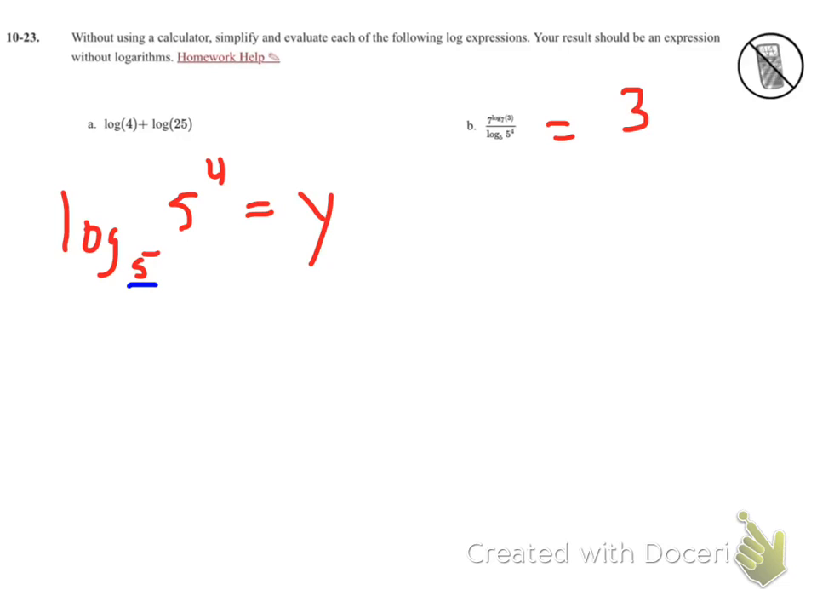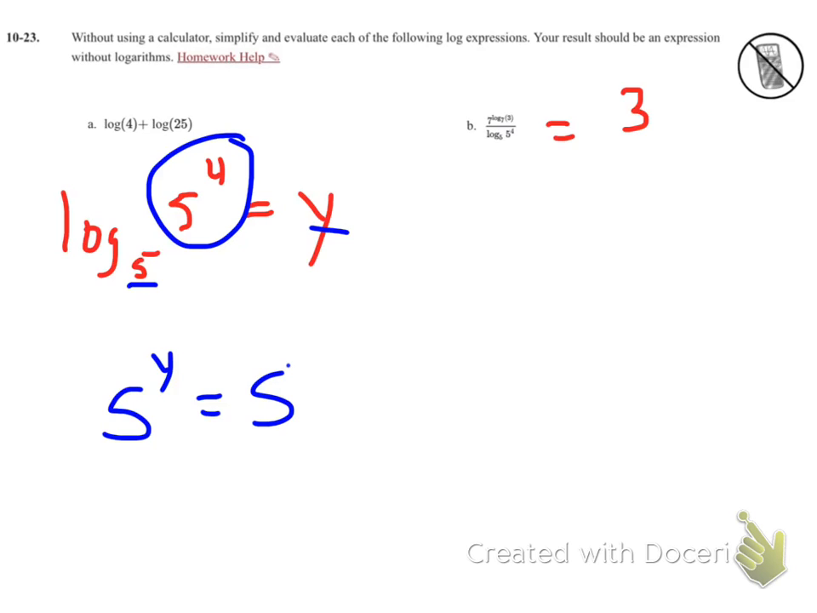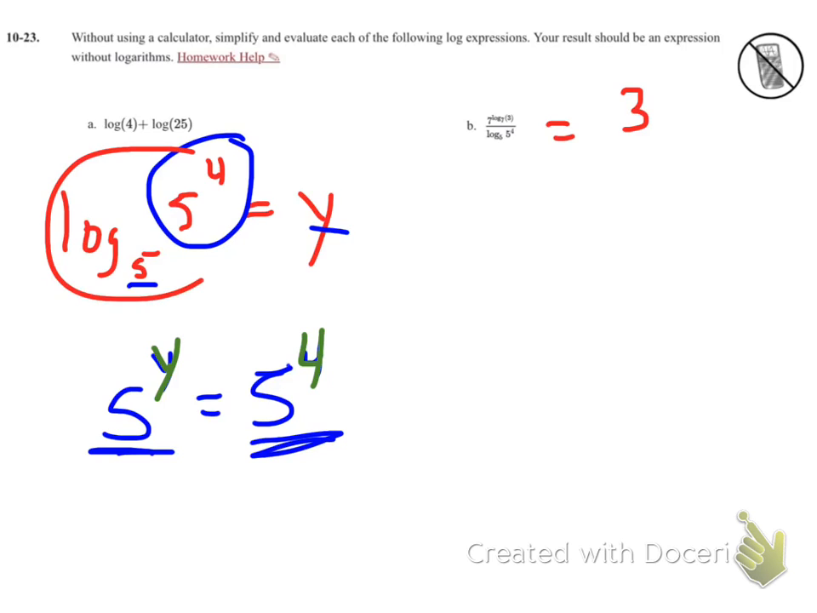So a base of 5, to the y power equals what I'm taking the log of, 5 to the 4th. So I have 5 to the y equals 5 to the 4th, so we can see that y equals 4. So the denominator, all of this, equals 4. So this crazy looking fraction actually is 3/4. No calculators. Hope that helps.